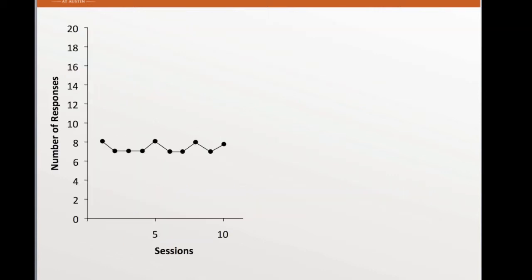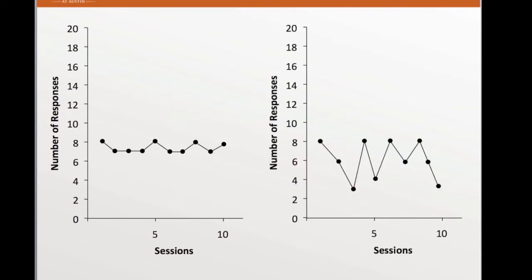So here's an example of some hypothetical data. And as you can see here, we see very little variability in the data. All of the data points fall between 7 and 8, so these are highly stable data. Here's a second example, and we see that these data are relatively more unstable than this example. So we see the change here in level from data point to data point, suggesting relatively less stable data.